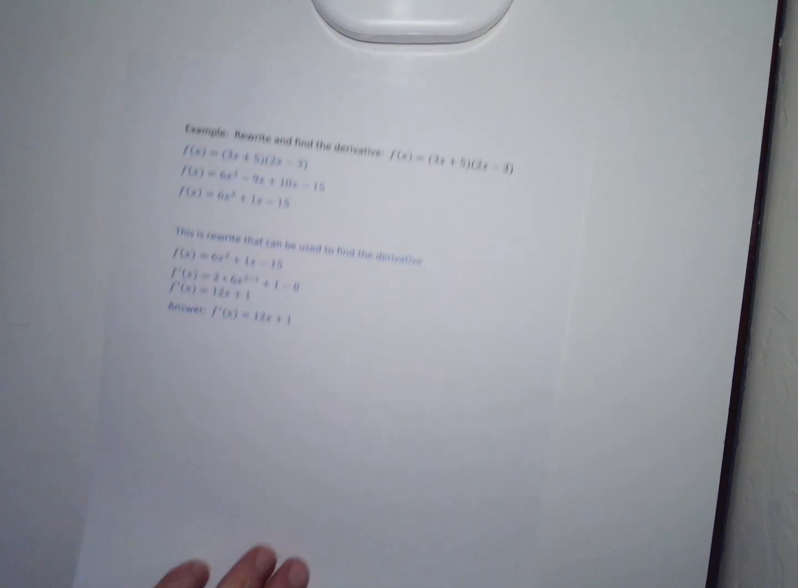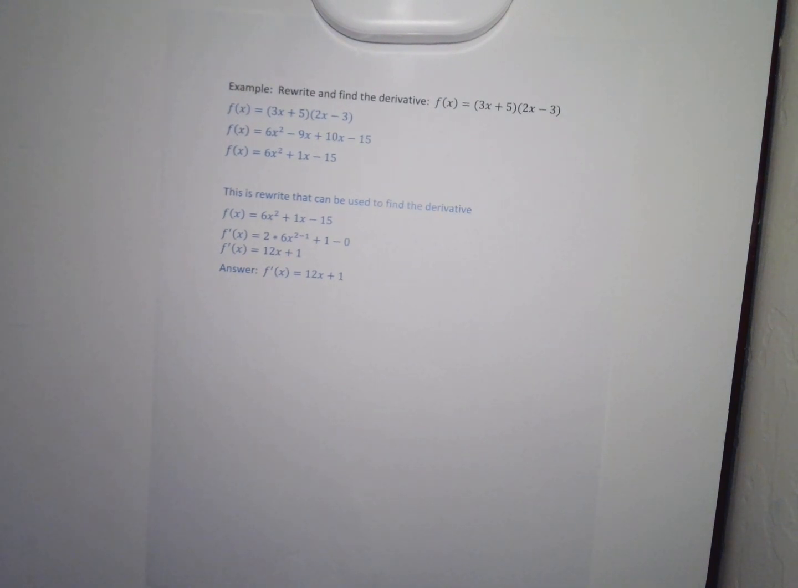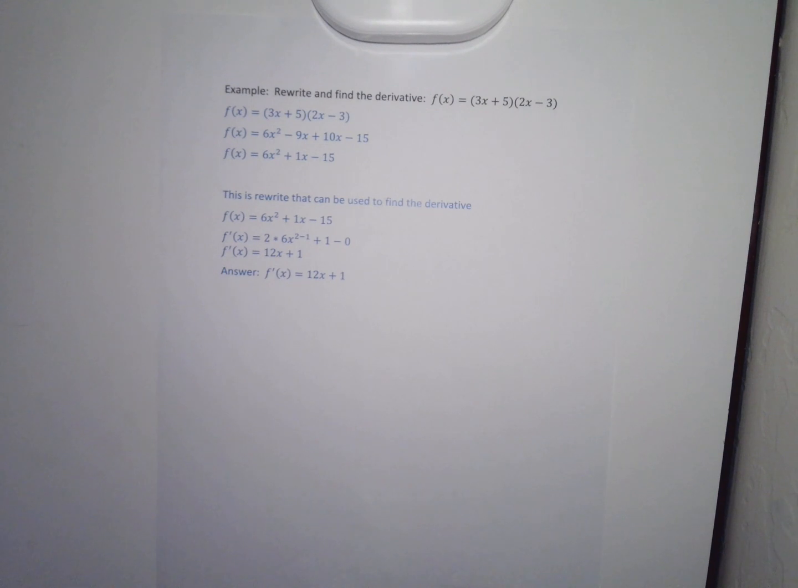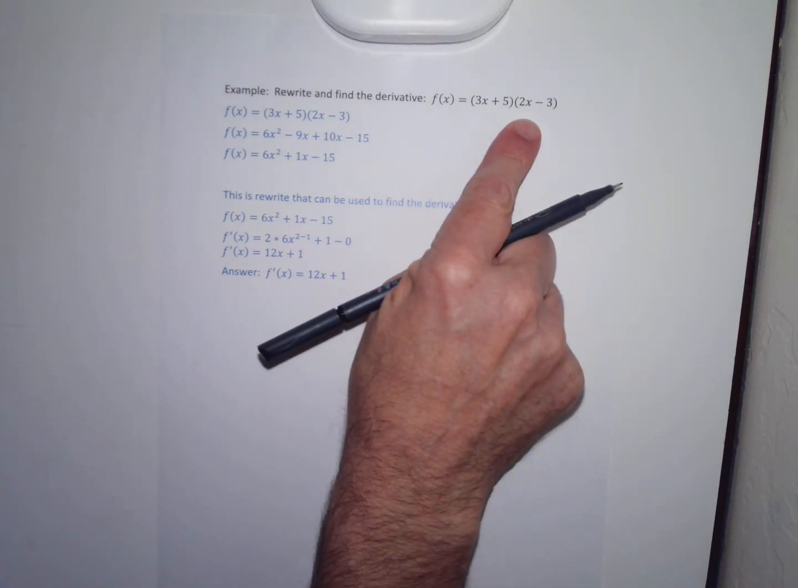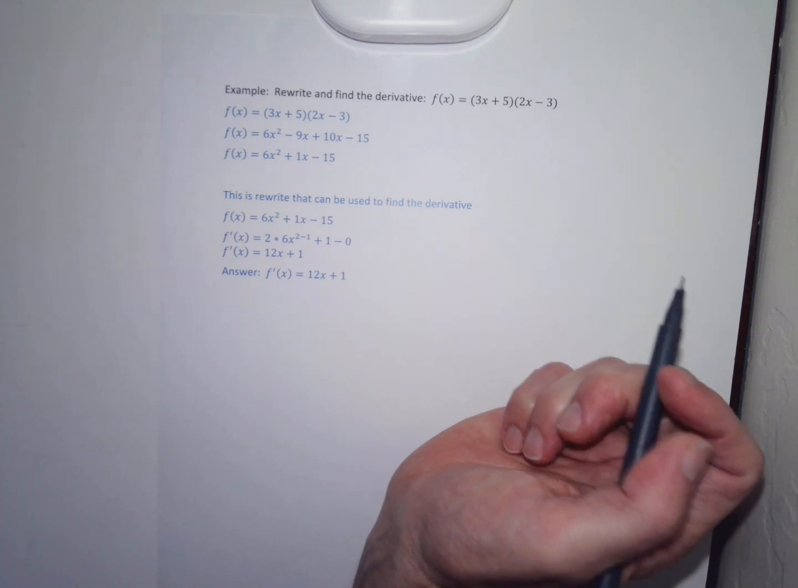When there's multiplication, there is a special rule to do the derivative, but we don't get that right yet. For right now, if there's multiplication, I need to get rid of the multiplication before I can take the derivative. So to find the derivative of 3x plus 5 times 2x minus 3, I need to do the multiplication, which is going to be foiling, before I take the derivative.